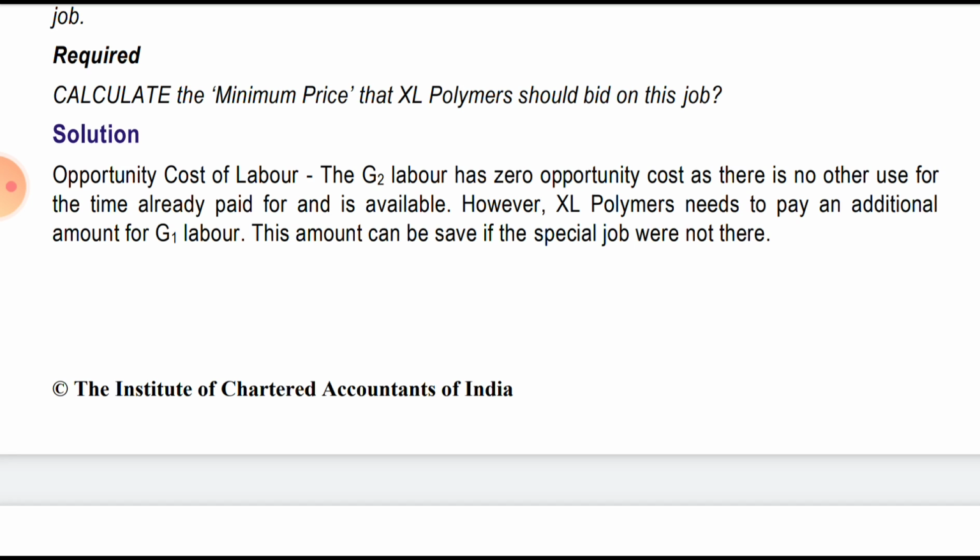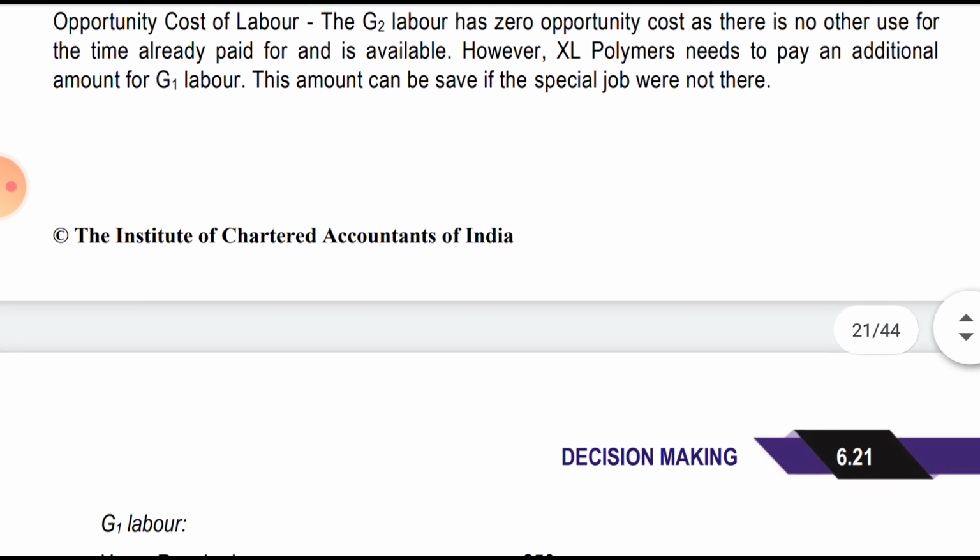This amount can be saved if the special job were not there. So for G1 they have to incur the cost. What they are given is that Excel Polymer needs to pay an additional amount for G1 because there is a shortfall of 100 hours of G1 labor. This amount can be saved if the special job were not there.